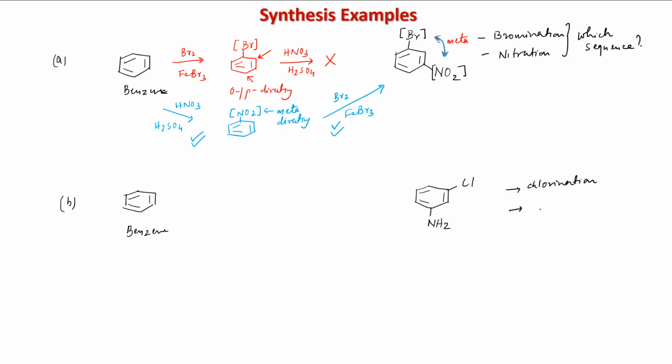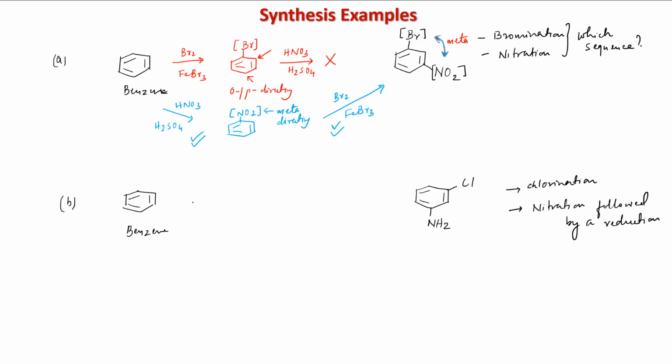Okay, so the reactions that we're going to do here seem like they are a chlorination and we need to do a nitration followed by a reduction. So there are basically three reactions: a chlorination, a nitration, and a reduction. And again, the sequence of these reactions is what's important over here.